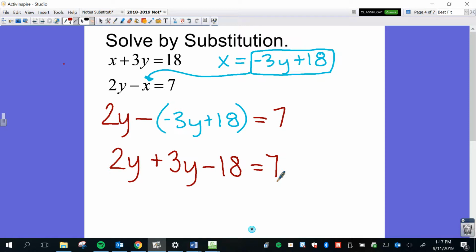Okay, from here, can you solve for y yourself and then plug in to get x? Think we can do that? Let's try it. Take a couple minutes to do that. I'll walk around and tell you if you're right, okay?